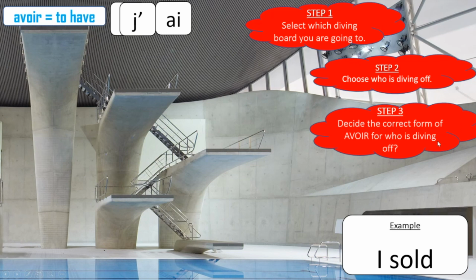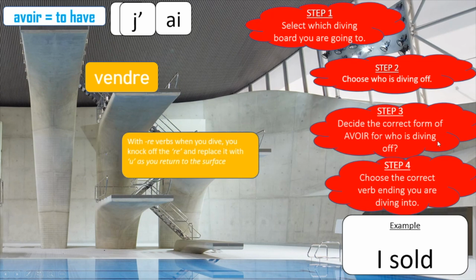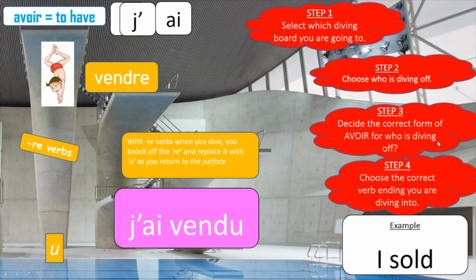Are we following this? So we know that the verb that we've got is vendre. Look, it's there, it's RE, so we know we're going to be diving into the RE part of the swimming pool. Okay, so RE takes the RE off and it becomes U as we come to the surface. So what is the answer for I sold? 3, 2, 1. Boom, j'ai vendu. J'ai vendu. Try and repeat that as well and get your pronunciation. J'ai vendu.